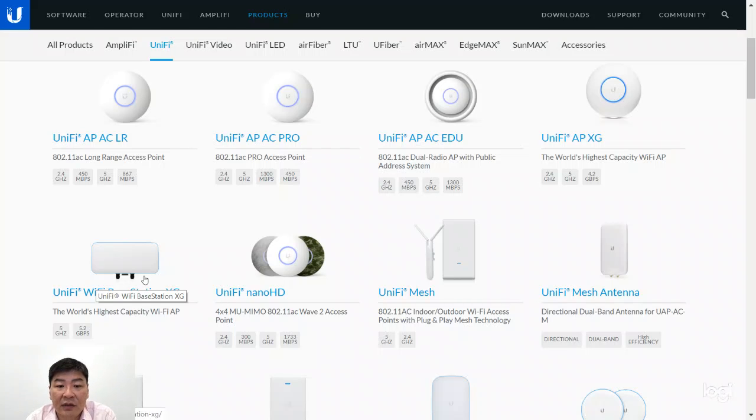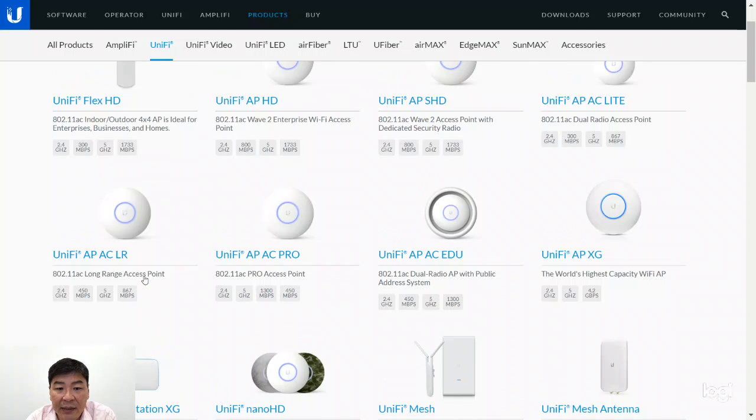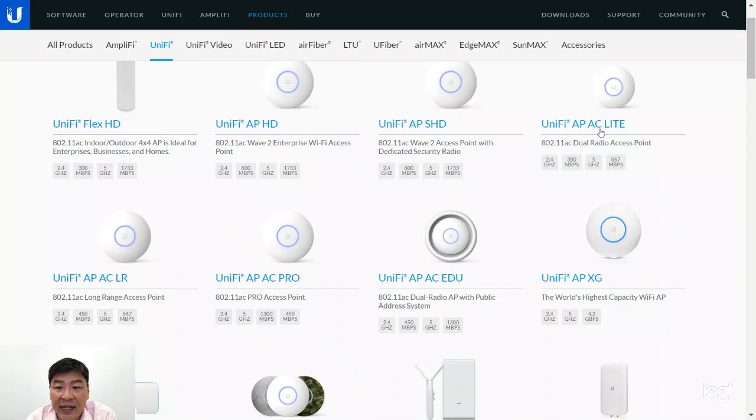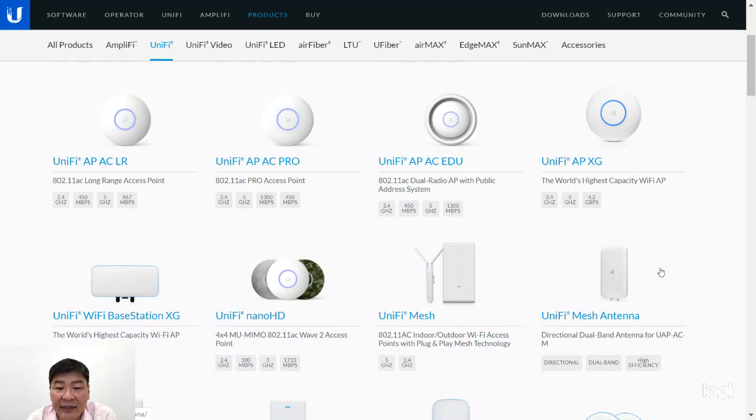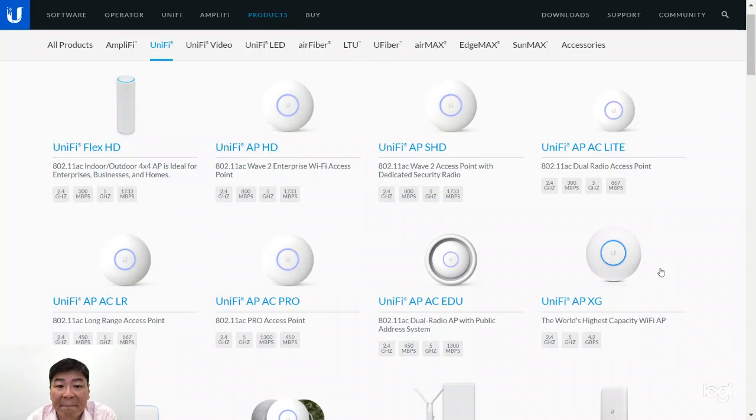So let's conclude my lesson for today. You have your UAP AC Lite, 1200. UAP AC LR, that is 1300, and then followed by AC Pro, which is 1750. That's the speed. After AC Pro, you can look at the Nano HD followed by the Flex HD. Last but not least, you have your traditional high density APs.